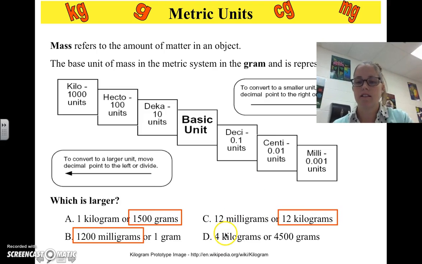All right, and finally, kilograms or grams. So 4 kilograms or 4,500 grams. We can either move kilograms to the base unit, which is grams, or we can move grams to kilograms. We'll do grams to kilograms this time. So we're going to go from the base unit grams up to kilo, 1, 2, 3 to the left. That means we move our decimal point 1, 2, 3 to the left, and we have 4 or 4.5. Which one is bigger? 4.5 is. So 4,500 grams is bigger than 4 kilograms.